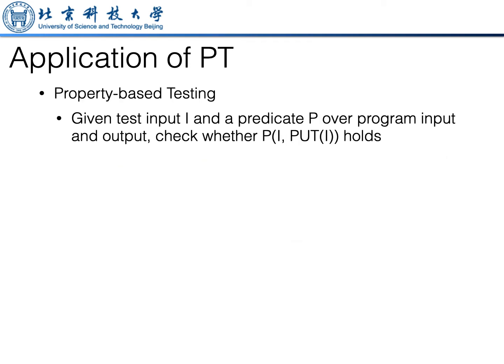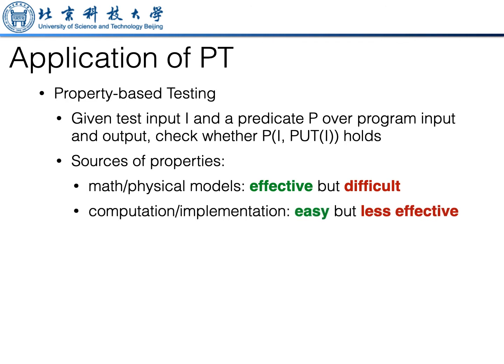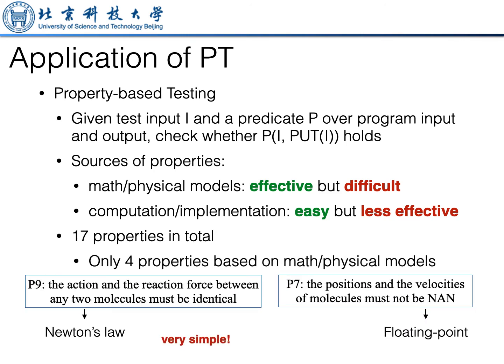To apply property-based testing, we need a property P and check whether P holds for every input and the corresponding output. The key is whether we can define effective program properties. The properties may be derived from physical models. However, it is too difficult for us to do so due to the lack of mathematical skills and the domain knowledge. The properties may also come from the program implementation. Such kind of properties are easy to define but may be ineffective to detect bugs related to numerical algorithms. In practice, we defined 17 properties in total. You can see that all the properties are very simple, but they helped us find 18 bugs.